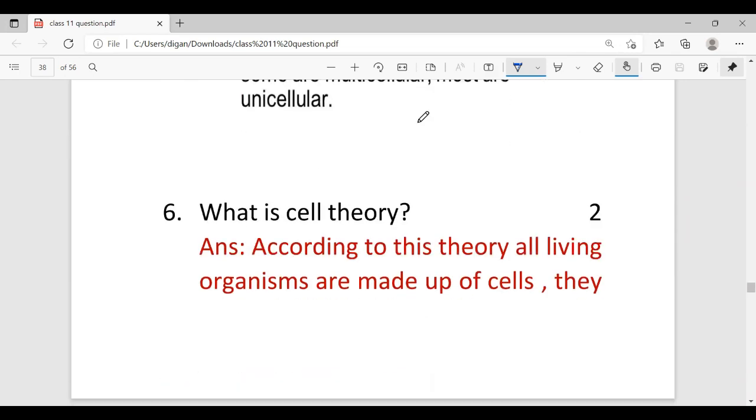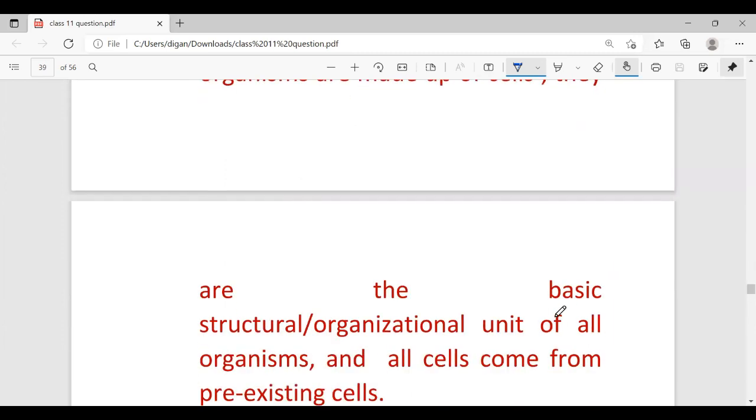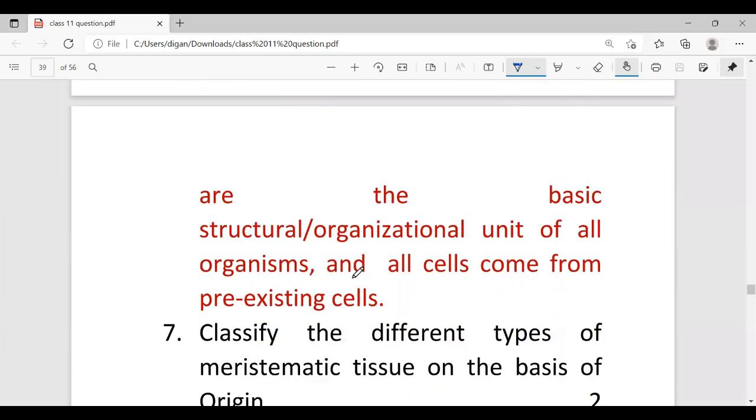Next, what is cell theory? According to this theory, all living organisms are made up of cells, they are the basic structural or organizational unit of all organisms, and all cells come from pre-existing cells. So this is the definition of cell theory.